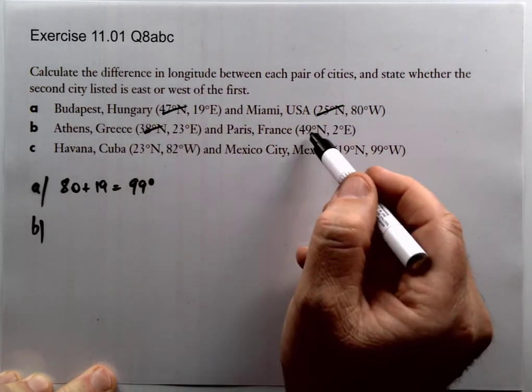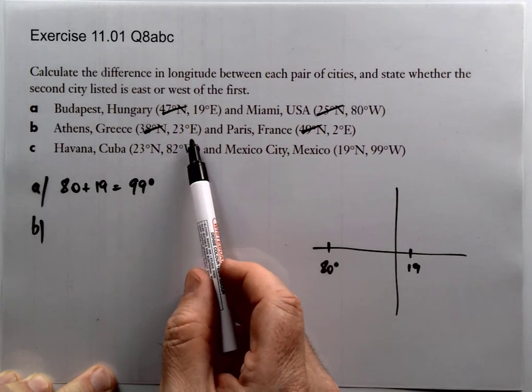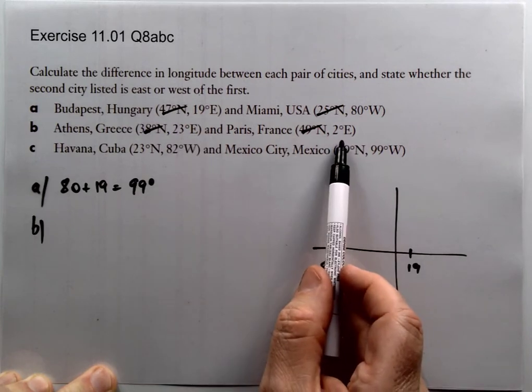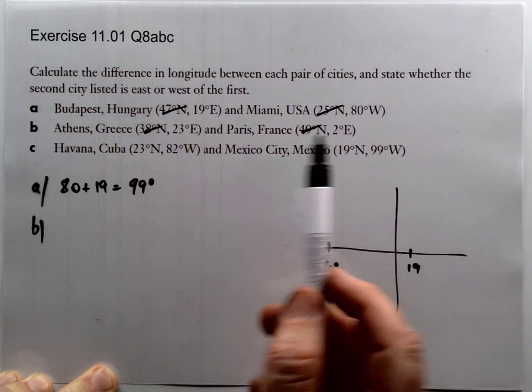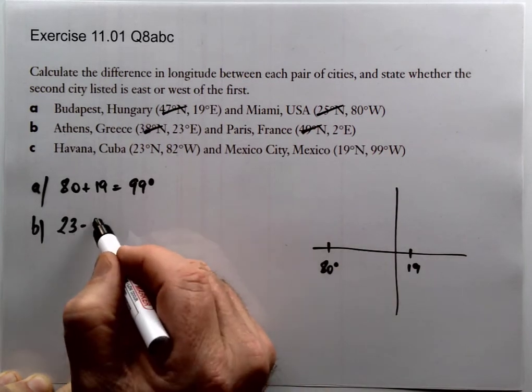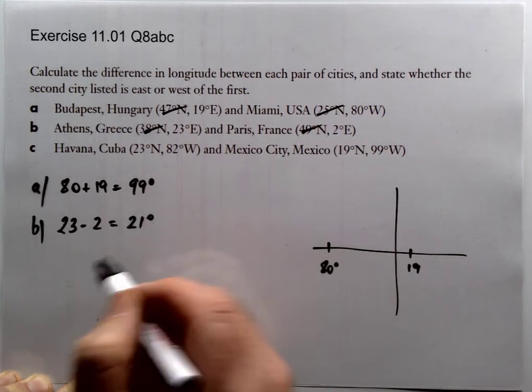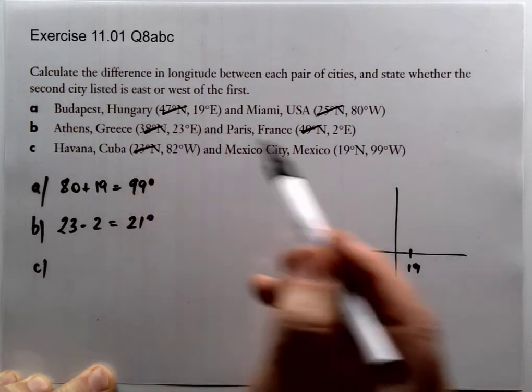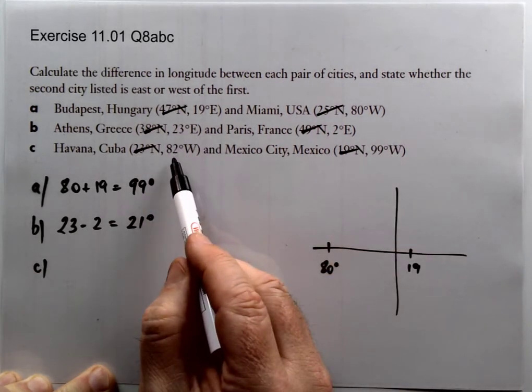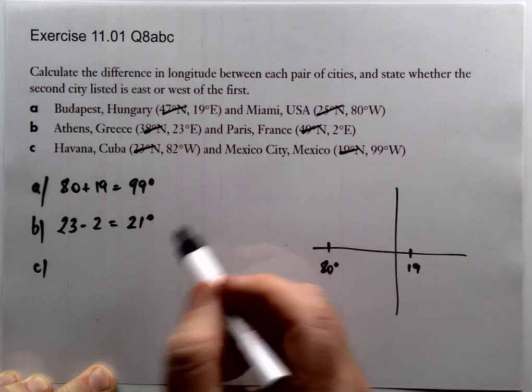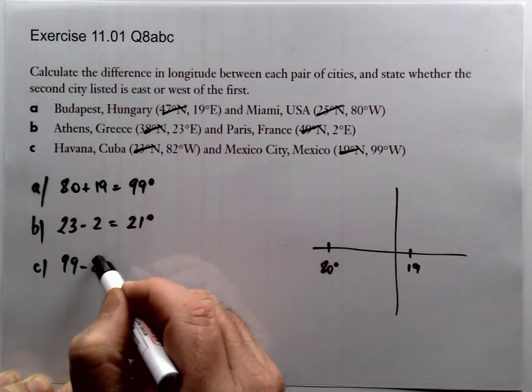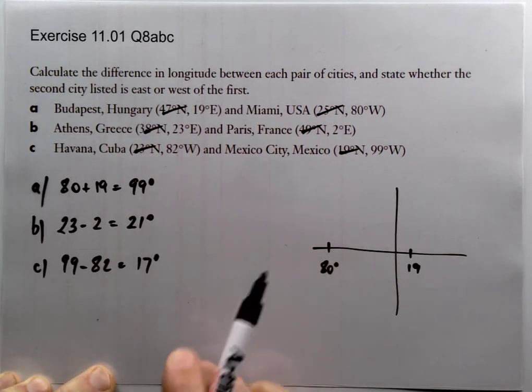Okay, again, ignore the northings. So Athens is 23 degrees east, Paris is 2 degrees east, so they're both in the same direction, so we've got to subtract to find the difference. Again, for Havana and Mexico, they're both to the west, so let's subtract those angles to find the difference, and we get 17 degrees.